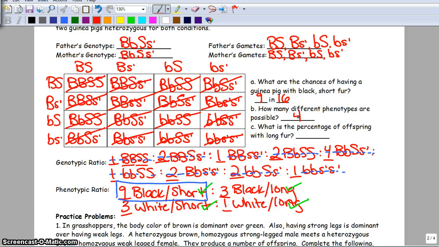C, what is the percentage of offspring with long fur? So let's take a look. These 3 represent long, and this one represents long. So we have 4 out of our original 16. 4 out of 16 is 25%. And that is it for example number 2.